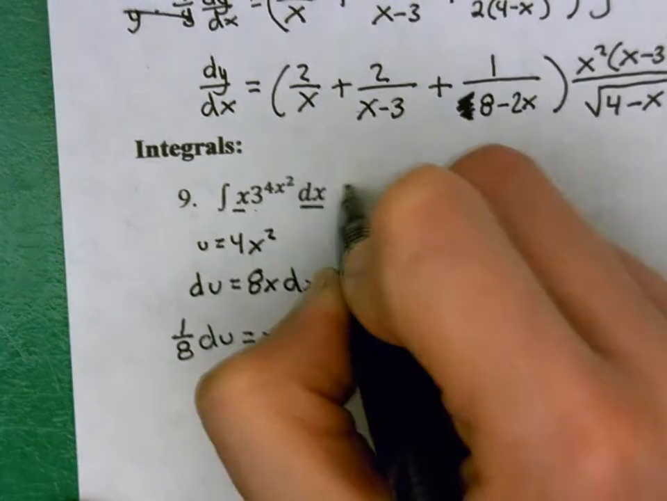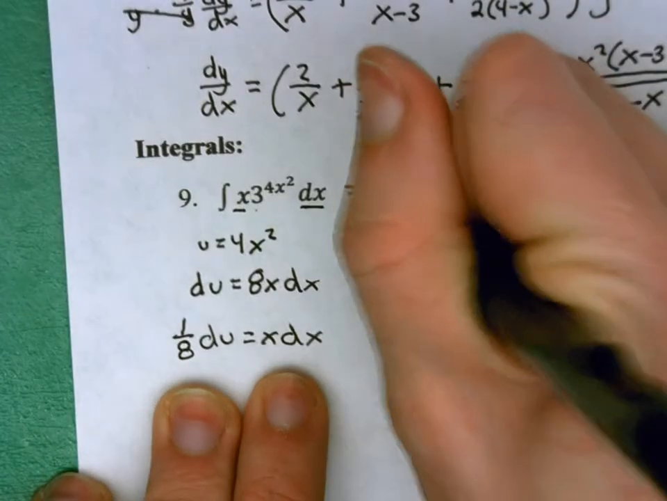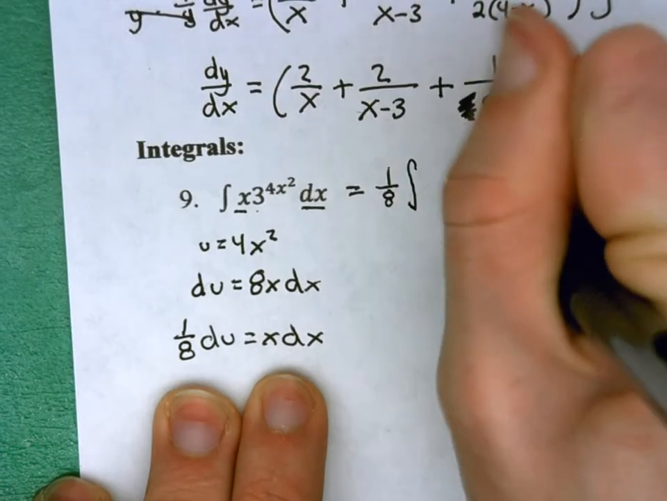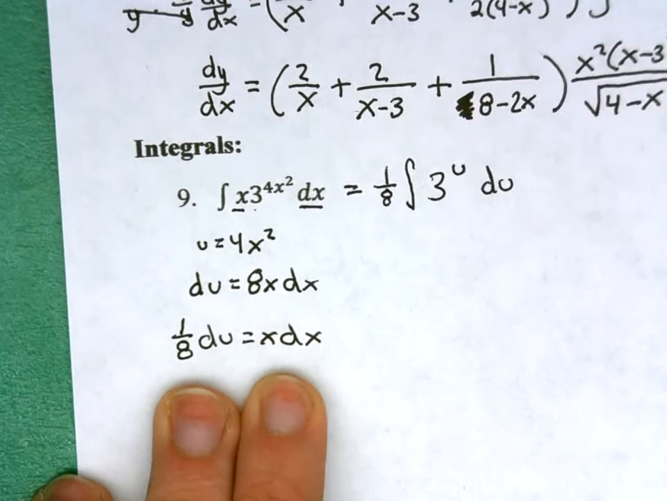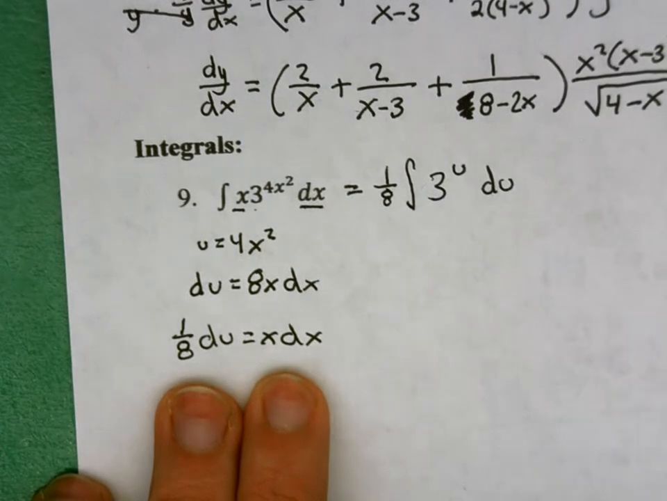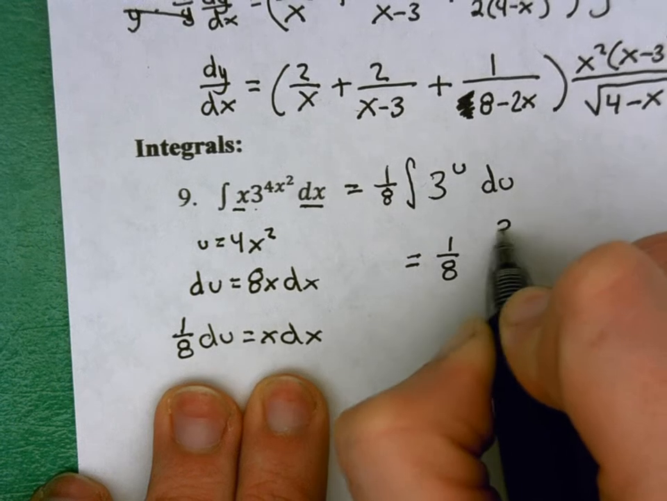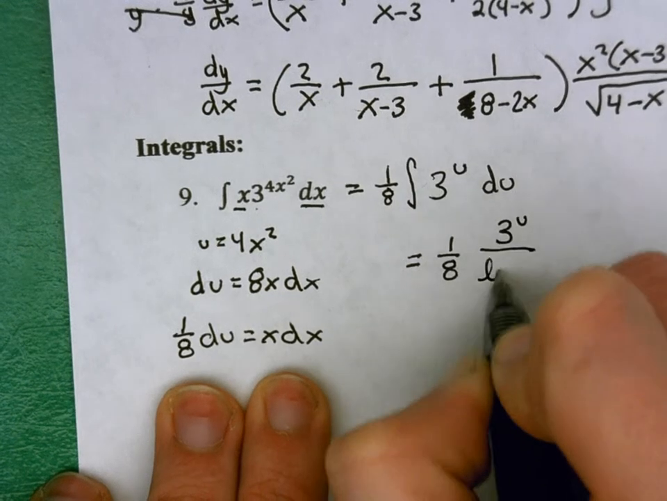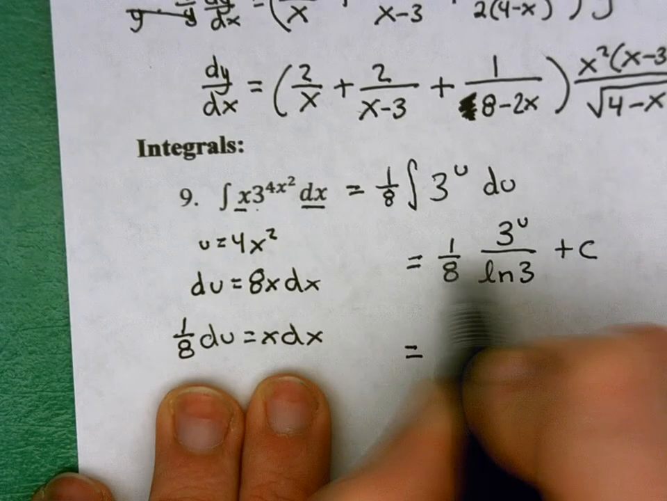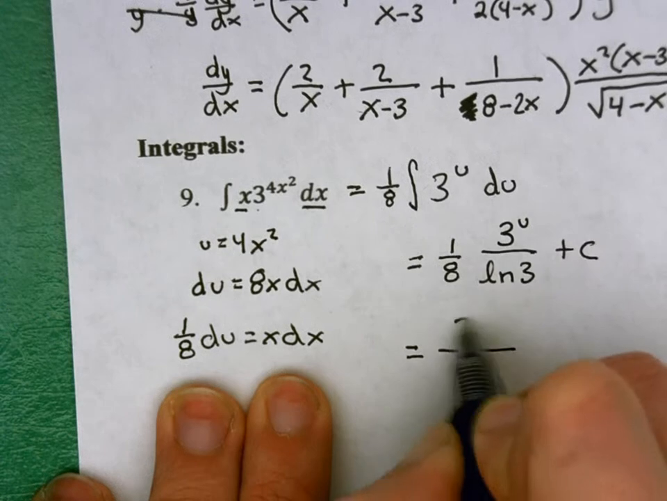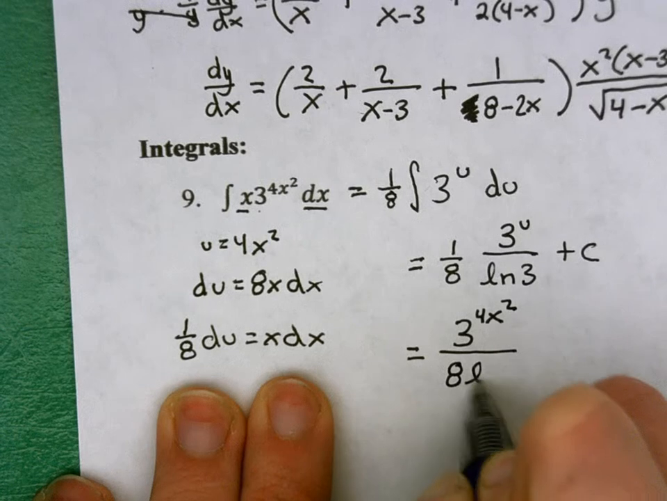Okay, so now I can do my u du substitution. 1/8 du goes in for x dx, so we're at 1/8 du. And then this 4x squared becomes my u. And now I'm set to apply my rule number 4, integral of a to the u. And the integral of a to the u is a to the u divided by the natural log of a plus c. Okay, so then we'll go ahead and combine these fractions and substitute back in for my u. So we're at 3 to the 4x squared over 8 natural log of 3.